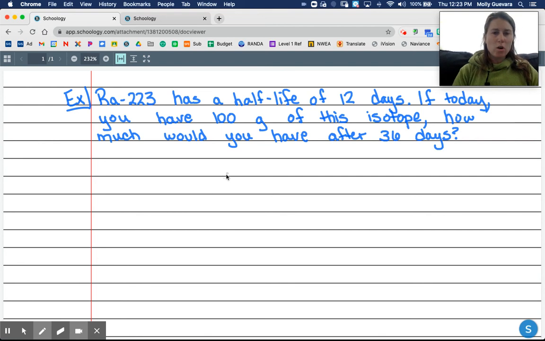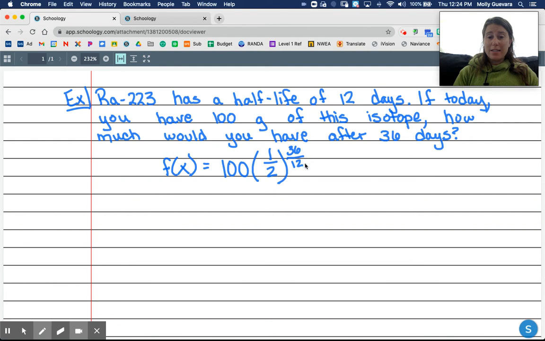Okay, so I'm told that it cuts in half every 12 days. I start with 100 grams. I want to know how many I have after 36 days. So f of x is equal to, my initial amount is 100. I have that 1/2. My time is 36 days, and my half-life is 12 days. These have to be the same unit. If one is days and one is years, it doesn't work. So just make sure that you're paying attention, okay? Because they're both days, we're fine. So this gets me 100 times 1/2 to the third.